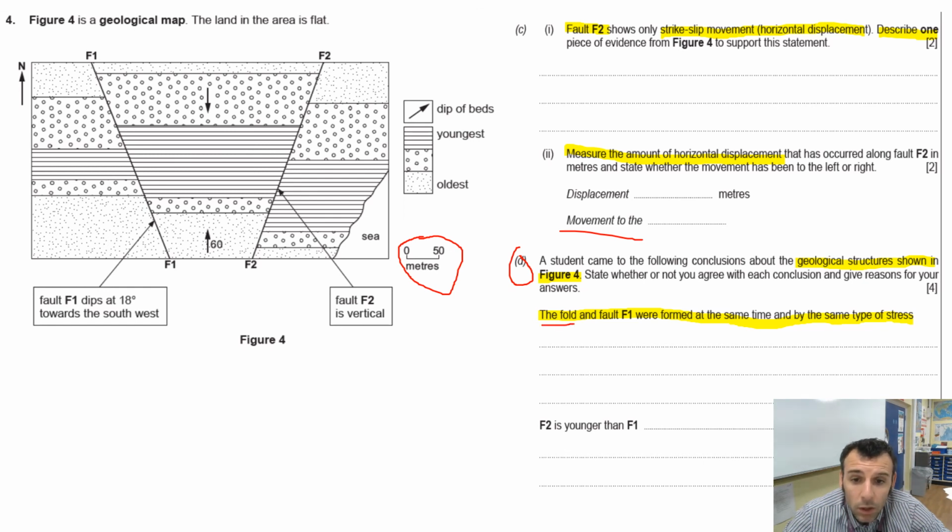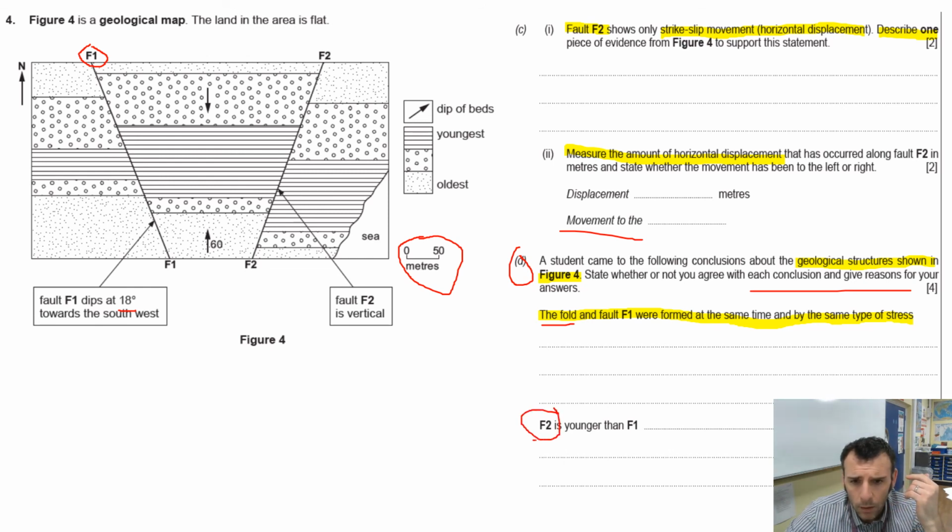So the fold we know is formed by compression, because they all are. Fault F1, is it formed by compression? Well, they said earlier that it's a thrust fault, and it's dipping at 18 degrees. So that is a reverse thrust fault. That's formed by compression. So we should be able to agree with that, surely. And you can put it in your own words and check it against the mark scheme.